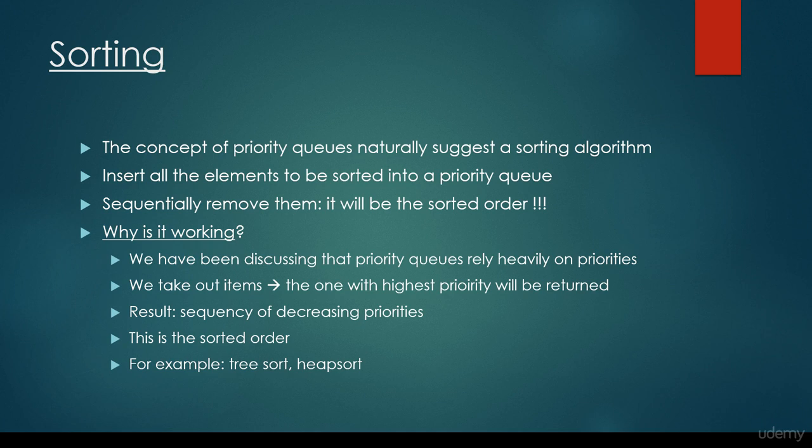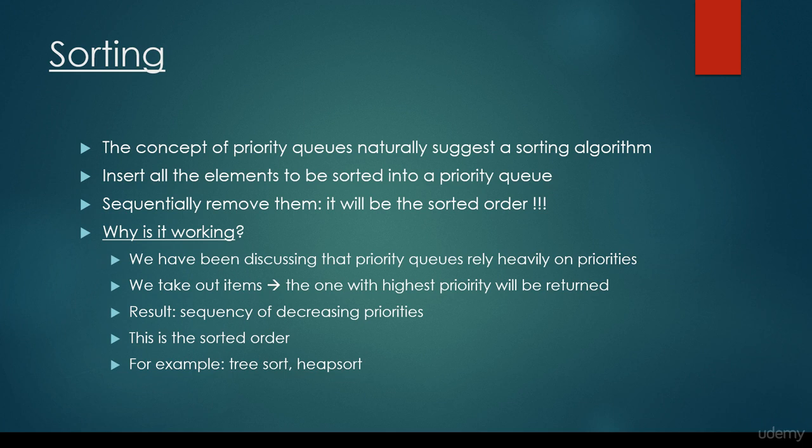And it's very important that with the help of priority queues, we are able to sort some data. The concept of priority queues naturally suggests a sorting algorithm. We just have to insert all the elements to be sorted into a priority queue. Then we sequentially remove these items, and it will be the sorted order, of course. Why is it working? Because we have been discussing that priority queues rely heavily on priorities. If we take out items, the one with highest priority will be returned. So the result is a sequence of decreasing priorities. This is the sorted order.